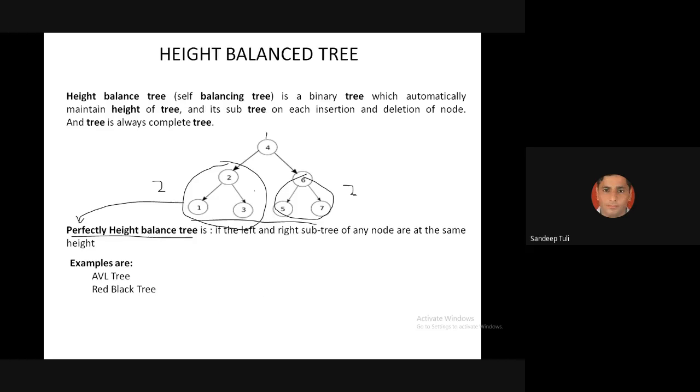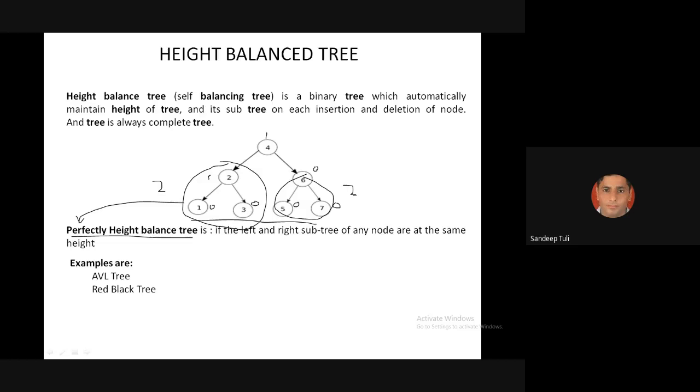Now look at that tree. What is the balance factor for 1? The balance factor of 1 is 0. What is the balance factor of 3? 0. Of 5? 0. Of 7? 0. Of 6? Who says 1? Left subtree minus right subtree, it is 0 and 0. Now look at this: the balance factor of 5 and of 7 is 0 - 0.